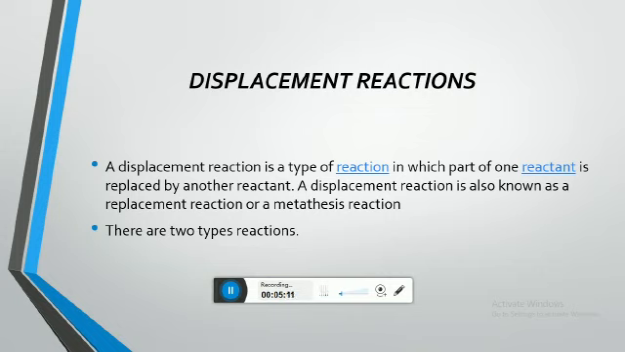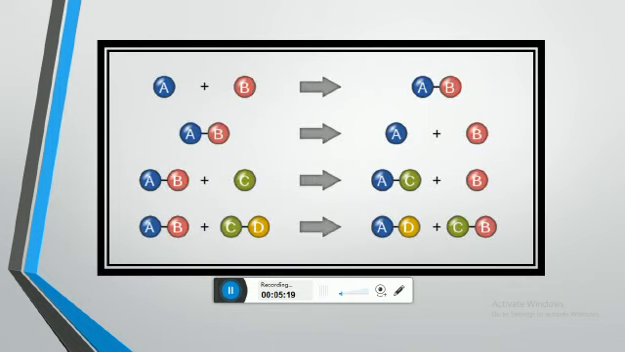There are two types of replacement or displacement reactions. One, single displacement reaction. Two, double displacement reactions. Look at the figure. From this figure, we can understand the displacement reactions. Consider A, B, C and D.